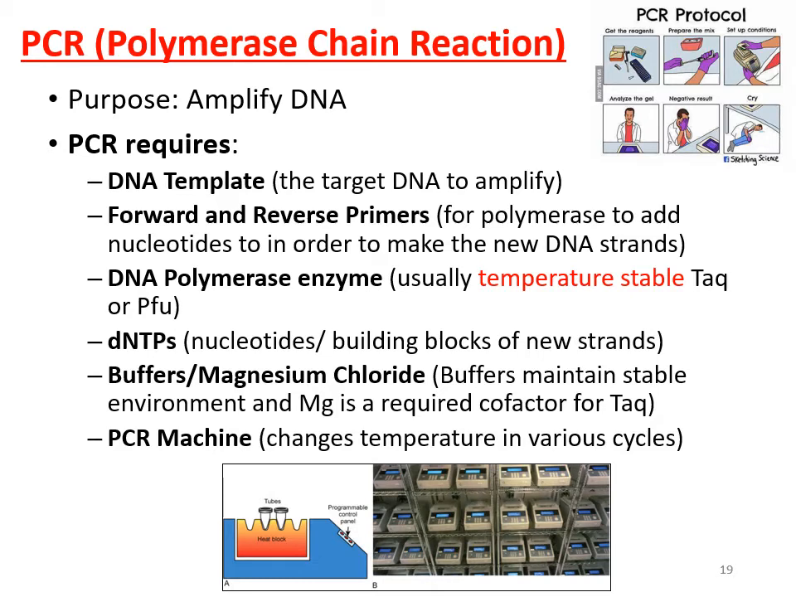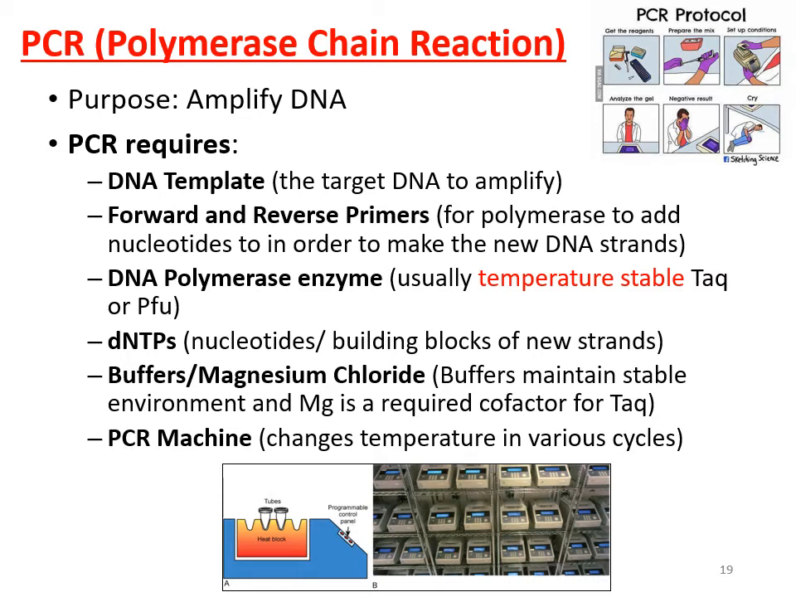So you use it a lot in hospital labs as well. Now, in order to perform a PCR, there are various things you need. The first one is the DNA template, basically the target DNA that you want to amplify. Okay, you need forward and reverse primers, which are little pieces of single-stranded DNA that match the beginning and the end of the DNA sequence that you want to target.